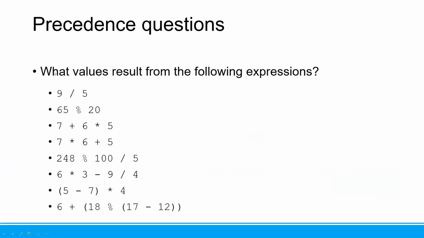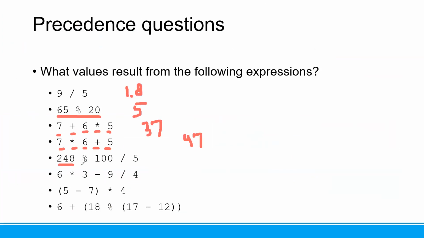So what is the result from the following expressions? Nine divided by 5 is 1. 0.8. 65 modulus 20. The result is 5. 7 plus 6 multiplied by 5. The result is 37. 7 multiplied by 6 plus 5 is 47.